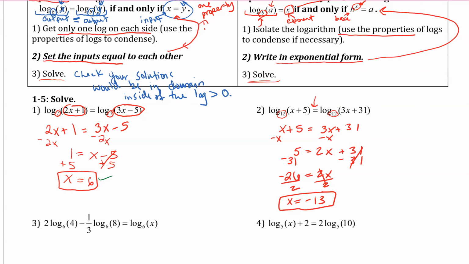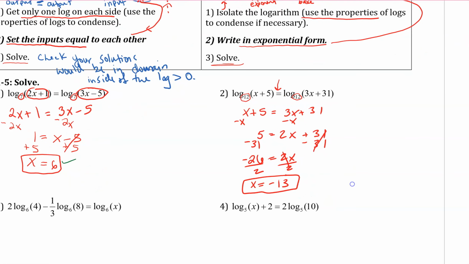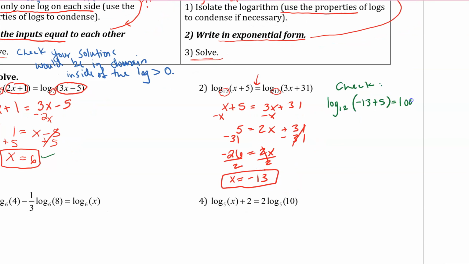But now I'm going to do a quick check to make sure that that solution falls within the domain of both of these functions. So that means both of the inputs have to stay greater than 0. So on the left, I have log base 12 of negative 13 plus 5. And then on the right, log base 12 of 3 times negative 13 plus 31. So on the left side, I get log base 12 of negative 8, because negative 13 plus 5 is negative 8. And then on the right side, I would have negative 39 plus 31, which also equals negative 8.